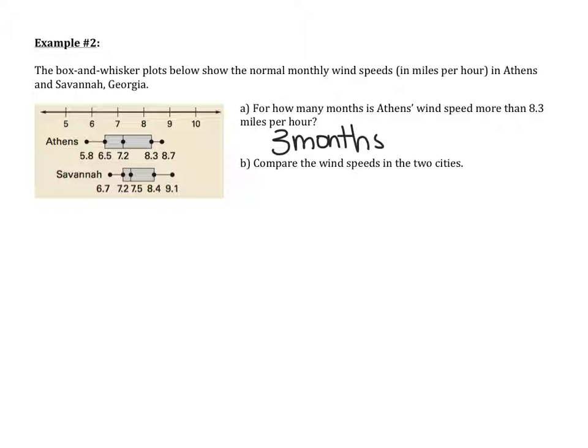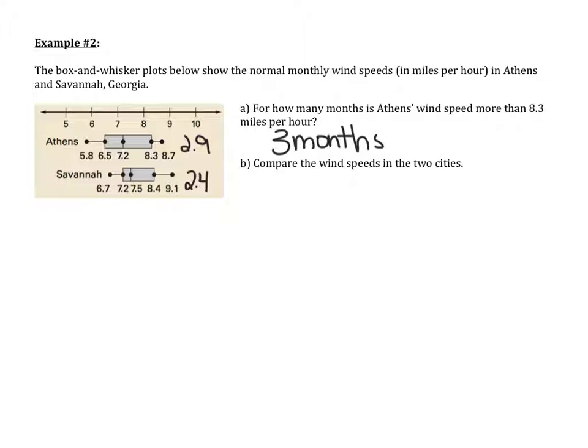Part B says compare the wind speeds in the 2 cities. So if you look at just the length of the 2 box and whisker plots, in Athens it goes from 5.8 to 8.7, which is a difference of 2.9. But for Savannah, it goes from 6.7 to 9.1, which is a difference of 2.4. So what that means is we have more variance with the wind speeds in Athens than we do from Savannah, since we have a smaller distance that is covered with a box and whisker plot with Savannah.